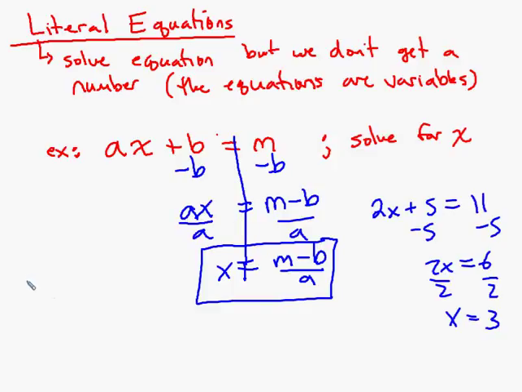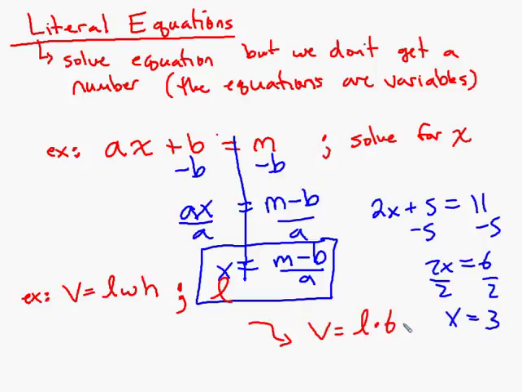Let's try another example. So let's say volume equals length times width times height. And I want to solve this one for L, and that's why I'm putting this little semicolon here. Well, how do I solve this for L? L is being multiplied by W and H, isn't it? So it'd be kind of like if I had this. What if I had something like V equals L times 6 times 3? How would you solve that for L?